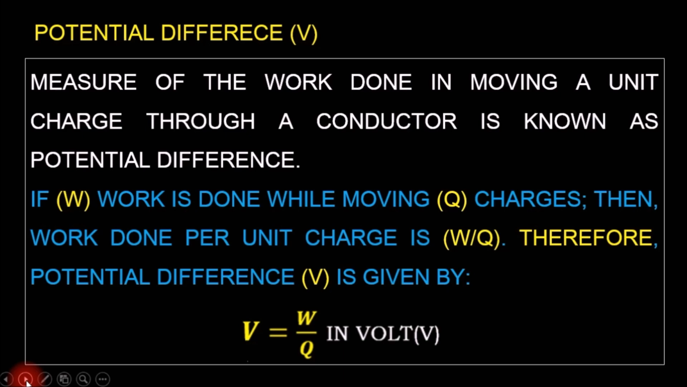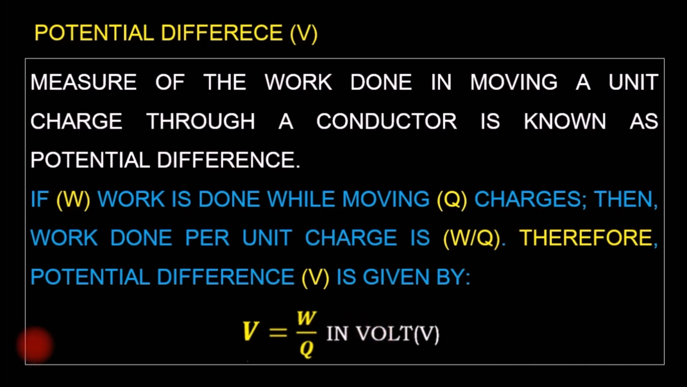Potential difference. It is the measure of the work done in moving a unit charge through a conductor. If W work is done while moving Q charges, then the work done per unit charge is W upon Q. Therefore, potential difference V is given by V equal to W upon Q, and it is measured in volt. The instrument which is used to measure potential difference or voltage is known as voltmeter.